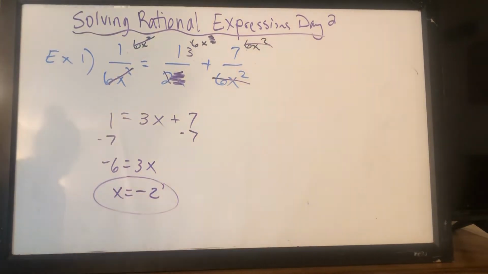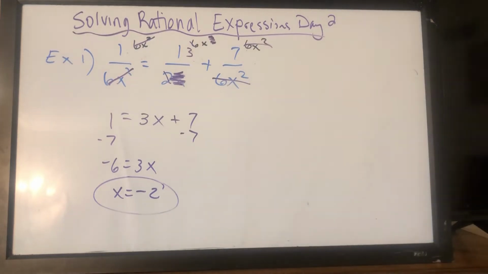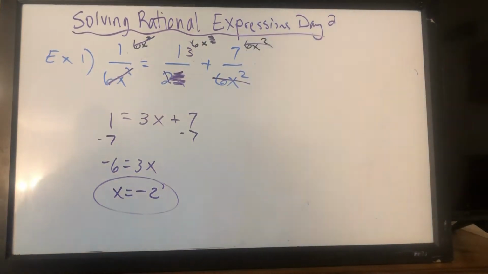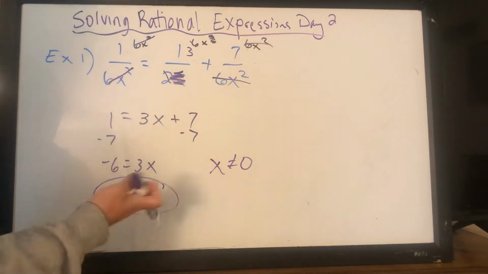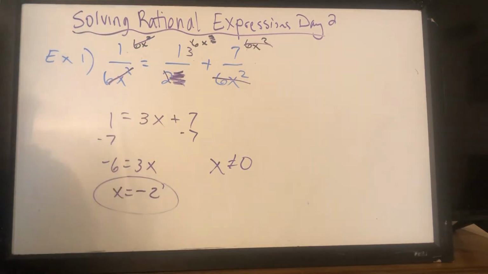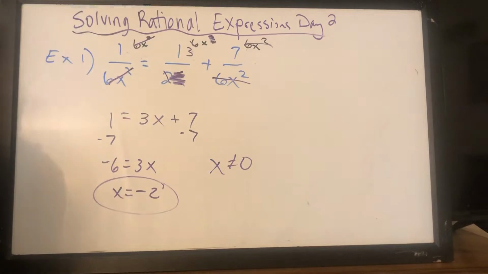Now, we got to remember, guys, what can you not have in the bottom of a fraction? Anybody? Anybody? Good. 0. You cannot have 0 in the bottom of the fraction. So in this case, x cannot equal 0. We didn't get 0, so we're good. Negative 2 is our answer. Got to check your answers for extraneous solutions, guys. And it's a quick check. You just got to look at the denominator. All right?